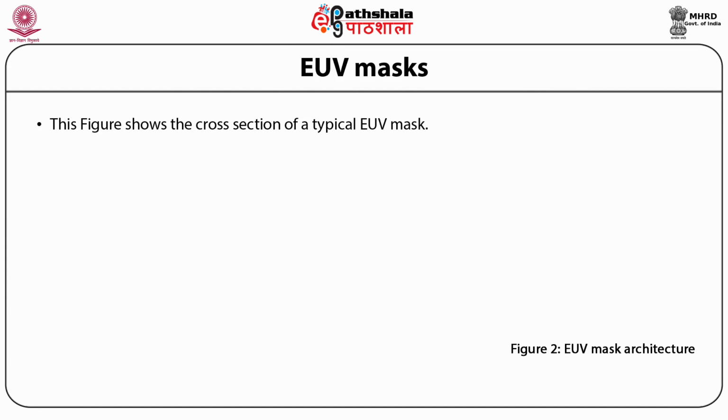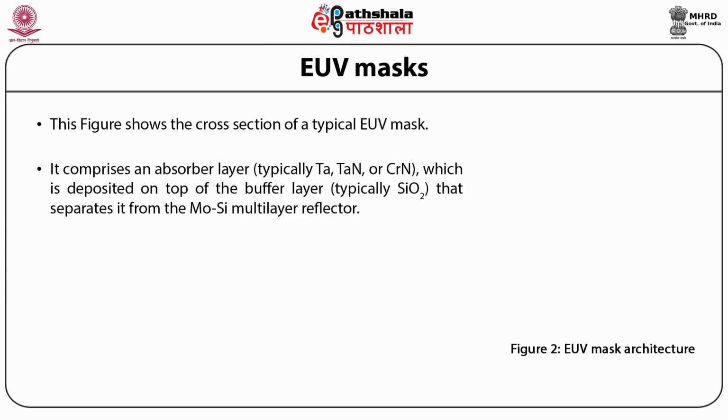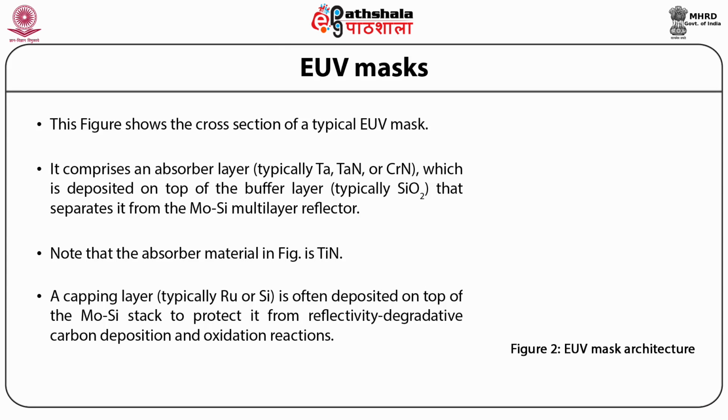EUV mask. This figure shows the cross section of a typical EUV mask, which comprises an absorber layer, as you can see over here, which is typically of tantalum, tantalum nitride or chromium nitride, deposited on top of the buffer layer, typically SiO2, separating it from the MoSi multilayer reflector. Now, students, note over here that the absorber material is titanium nitride. A capping layer, which is typically of silicon, is often deposited on top of the MoSi stack to protect it from reflectivity-degrading carbon deposition and oxidation reactions.